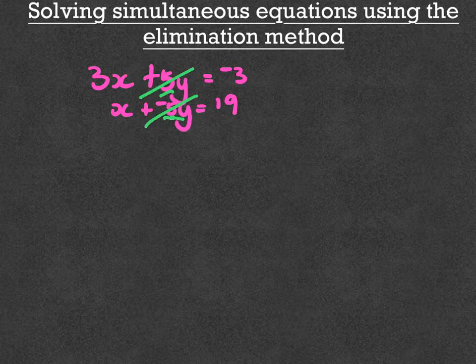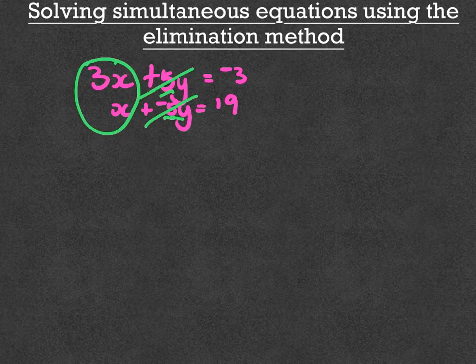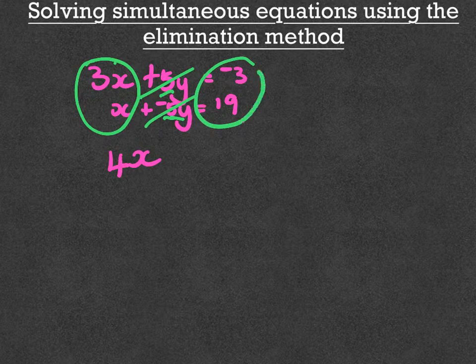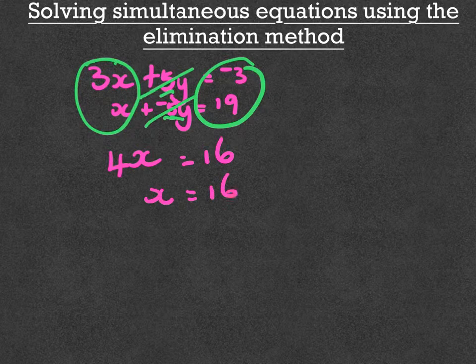Again, we add these two together, we get 4x, and we add these together, we get 16. So now we can solve for x. That's x equals 16 divided by 4. So x equals 4. Now let's substitute over here because we've still got to solve for our y.